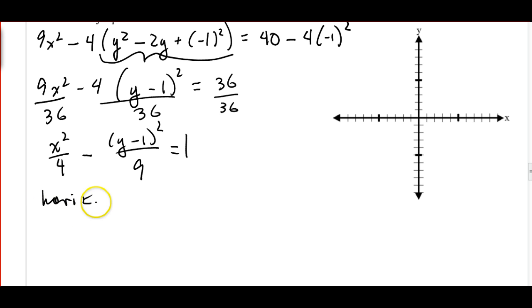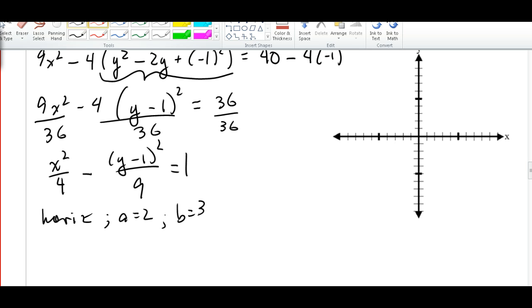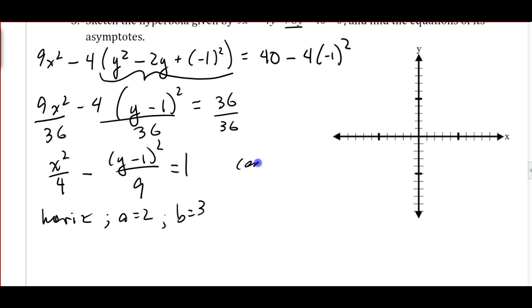A squared is 4, so that means that a is 2. B squared is 9, so that means that b is 3. And I can start to graph this now. So it's horizontal, so I'm going to go 2 left and right. Let's get my center in there first. So I've got the center is going to be 0, 1.